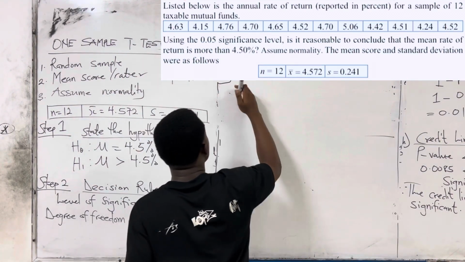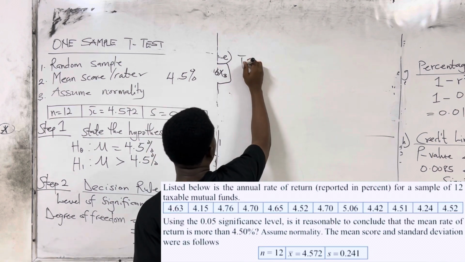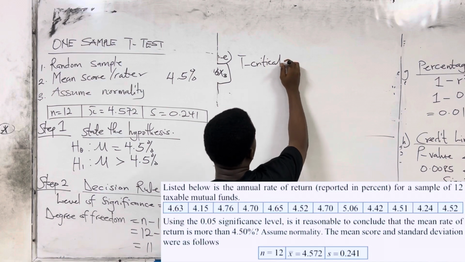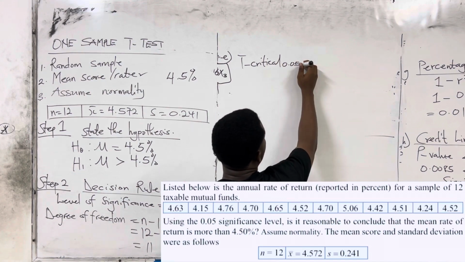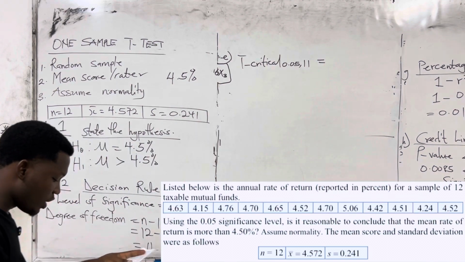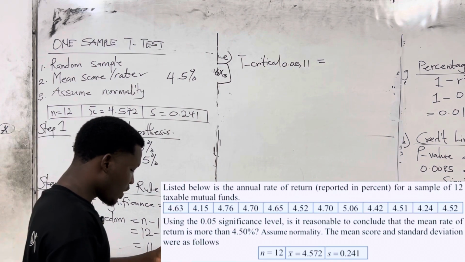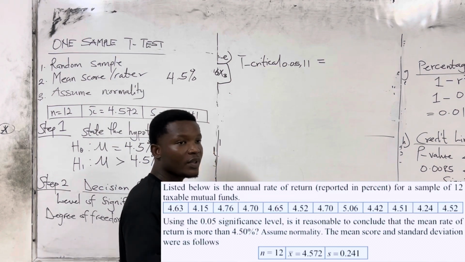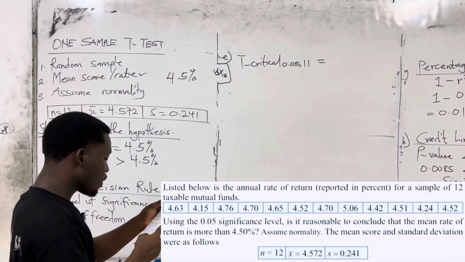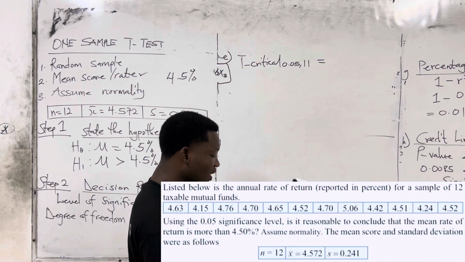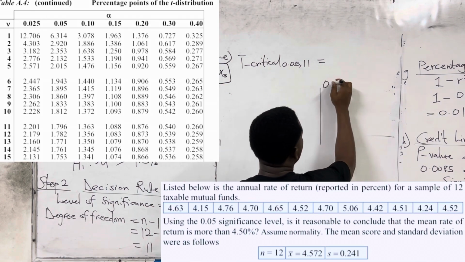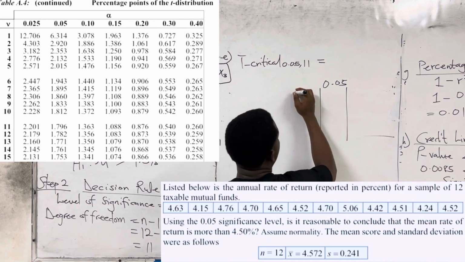So the next thing that we have to do is to get the T critical value. We have the level of significance, which is 0.05, and 11. So how are we going to get it? In your table, we have the T distribution table. It will be given to you in the question. And then you will find the 0.05. The 0.05 will be at the top like this.